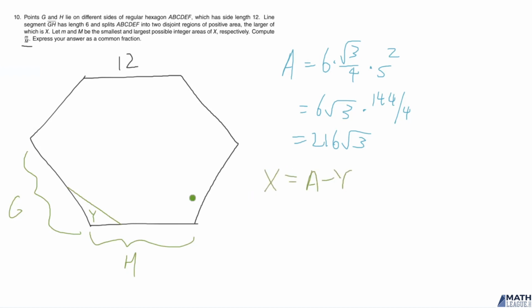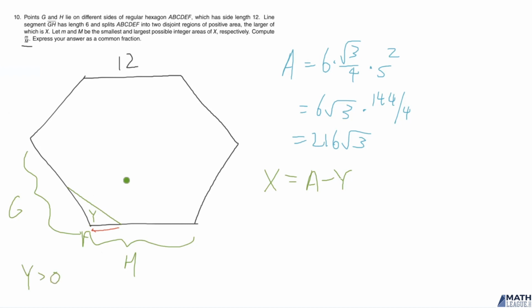Now, what are the bounds for Y? Well, if we think about it, the lower bound for Y, if we move H or G, one of the points extremely close to the vertex, then the segment GH will be nearly parallel to the side of the hexagon ABCDEF, and the area will approach 0. So let's say that here we're at vertex F. That means as either G or H approaches F, then Y approaches 0. So we know that Y is greater than 0, and that's the lower bound.